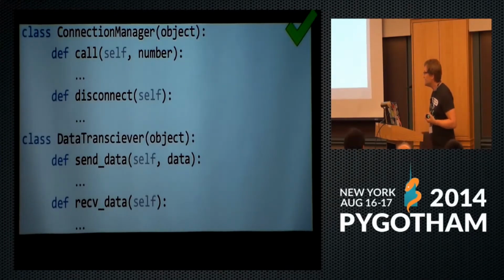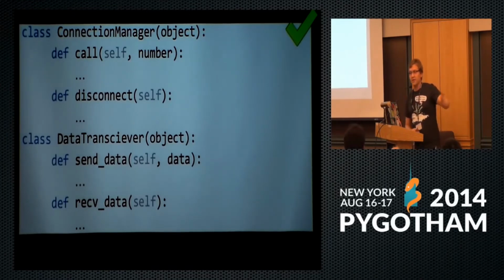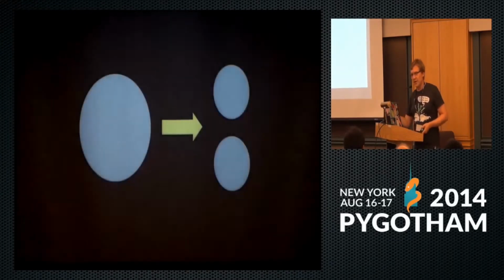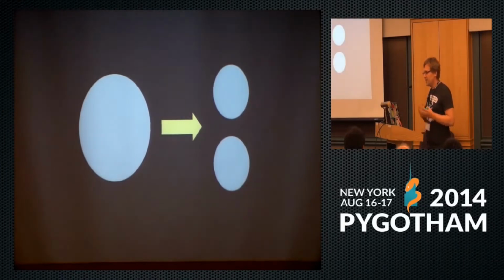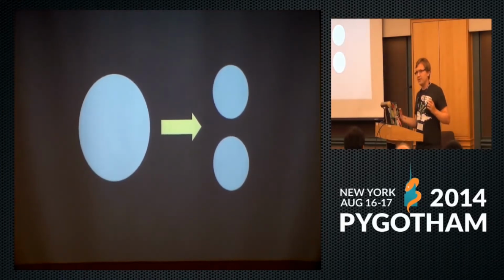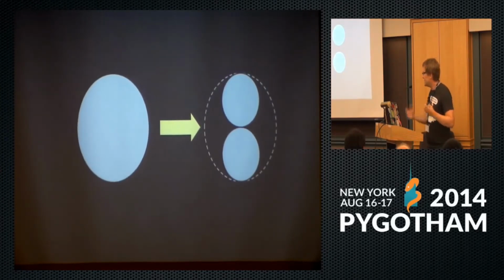So the obvious and easy way to fix this is to find those single responsibilities and break the class apart along those lines. So now we have a connection manager, and all it's doing is the handshaking and the teardown with the server. And you have a data transceiver. Now all it's taking care of is getting the data back and forth. So we've taken this big object and we've broken it into 2 smaller ones that are easier to test and to see what's going on in them.